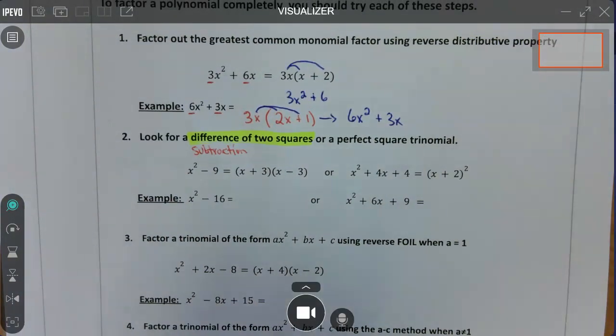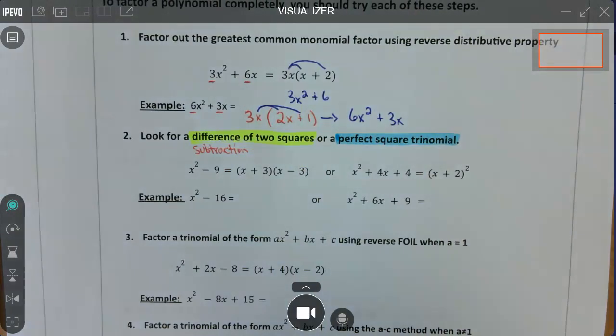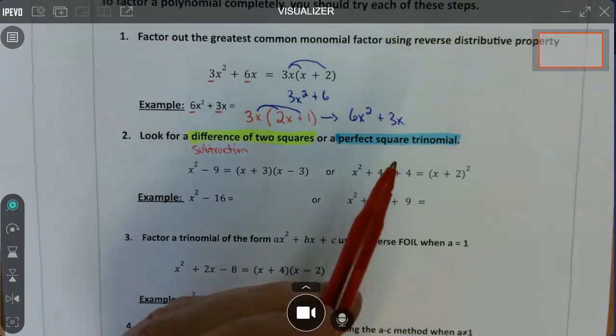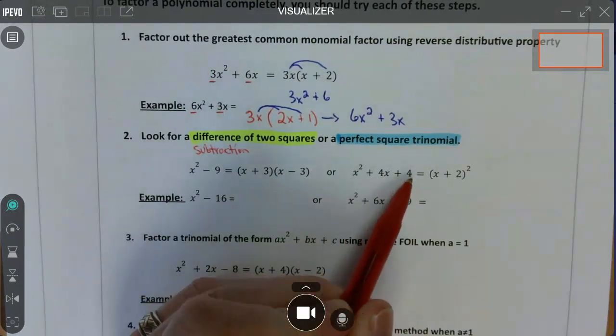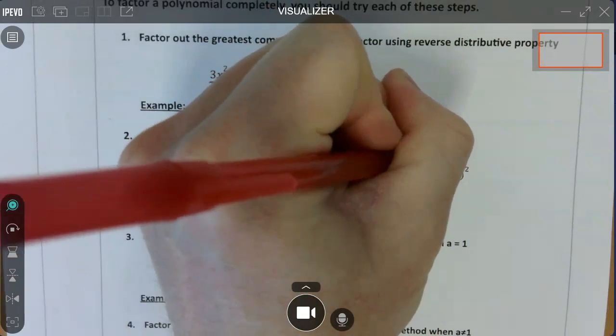The other option, I should say, is what's called a perfect square trinomial. Trinomial, of course, is 3 terms. So are there 3 terms, and the first term and the last term are perfect squares? So trinomial, 3 terms.